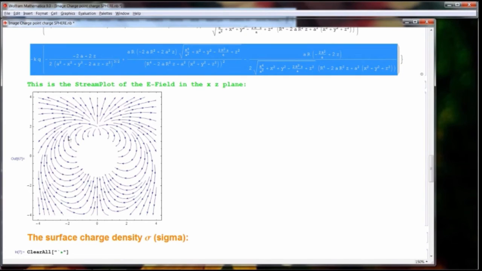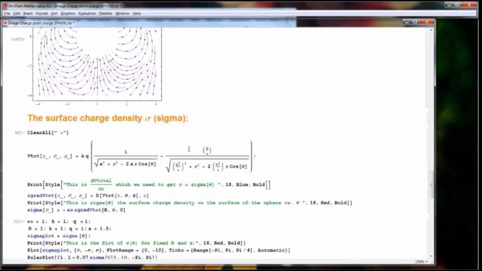But to repeat, the E field here between the charge and the sphere is very intense. Over here it's very weak. Let's look at the surface charge density. So we start all over again.